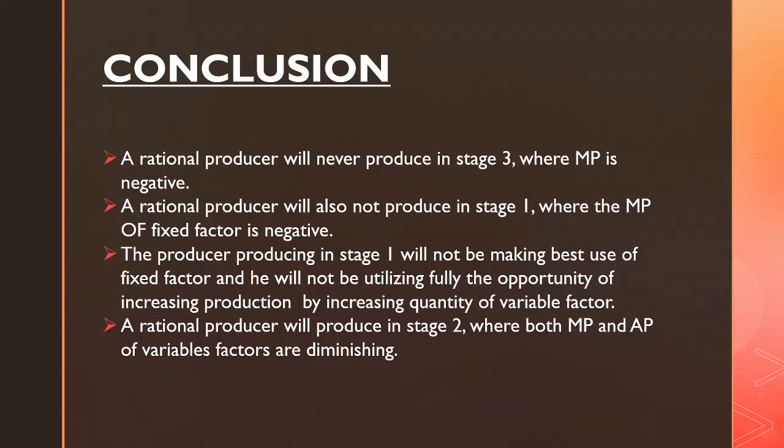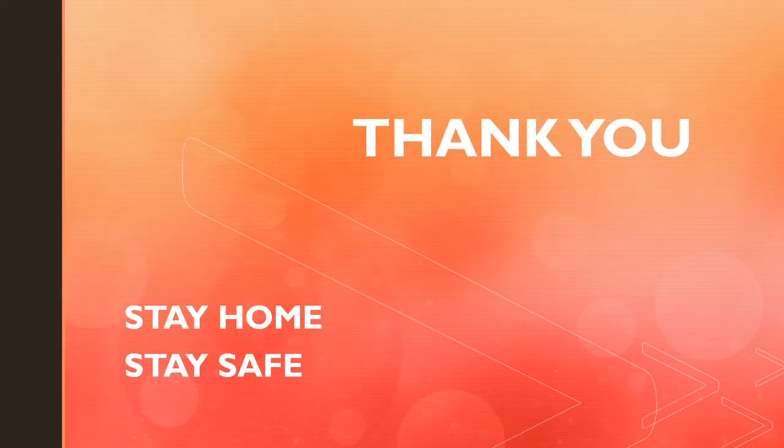In stage second, the producer will produce because in this stage both MP and AP, marginal product and average product of the variable factor, are diminishing and he is making the best use of his fixed factor. In today's class, you learned about the law of variable proportion. And in the next class, I will teach you about the long run production function, return to scale.